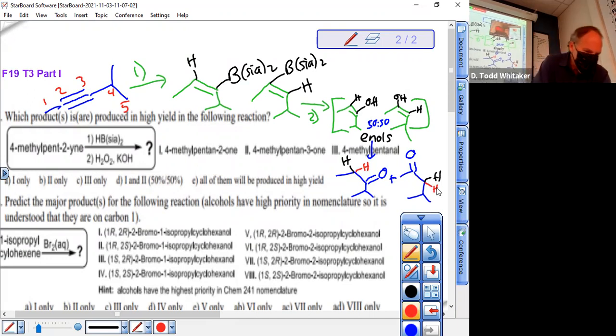And let's see, the names of the products are 4-methyl-pentan-2-one. 1, 2, 3, 4, 5. Pentan-2-one fits. There's a methyl on 4. It fits. So that's one of the good guys.